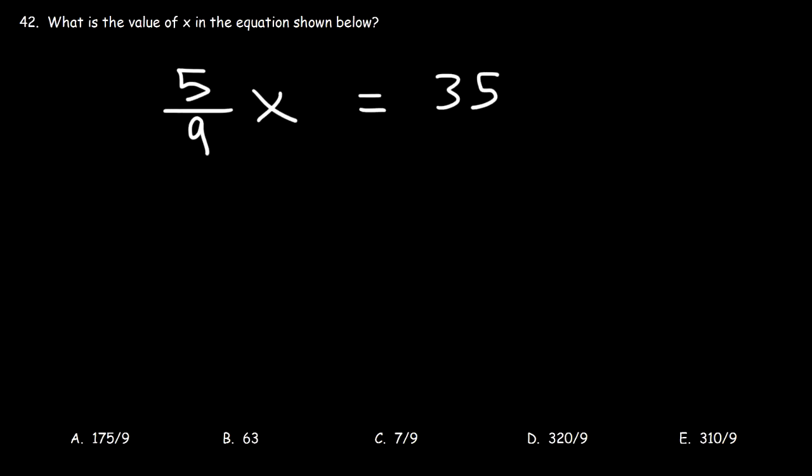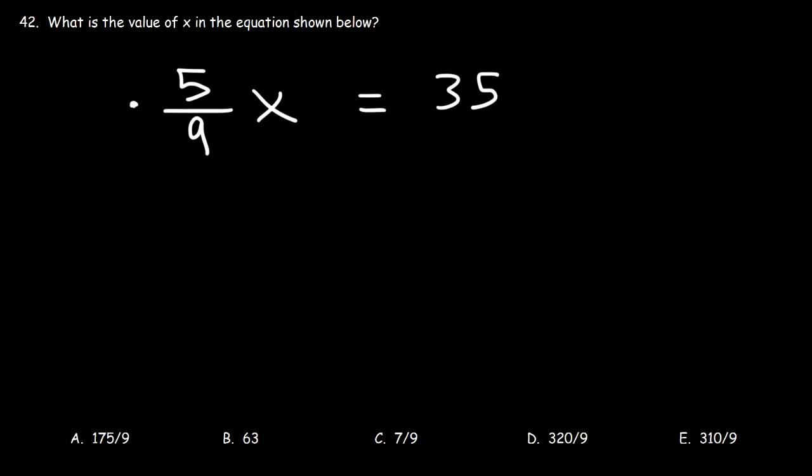Number 42. What is the value of x in the equation shown below? So x is multiplied by a fraction and is equal to a number. How can we solve for the value of x? In order to do so, we need to get x by itself. So we need to get rid of the 5 over 9 on the left side.